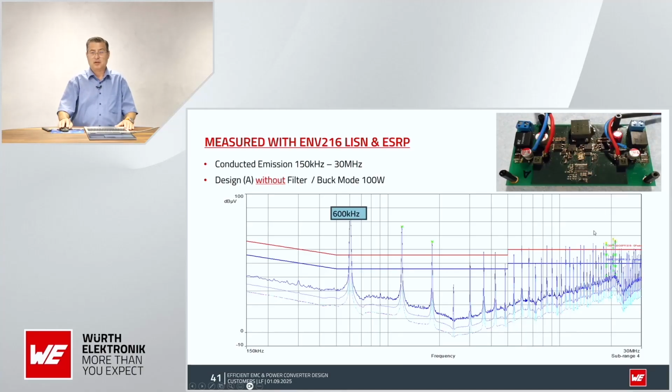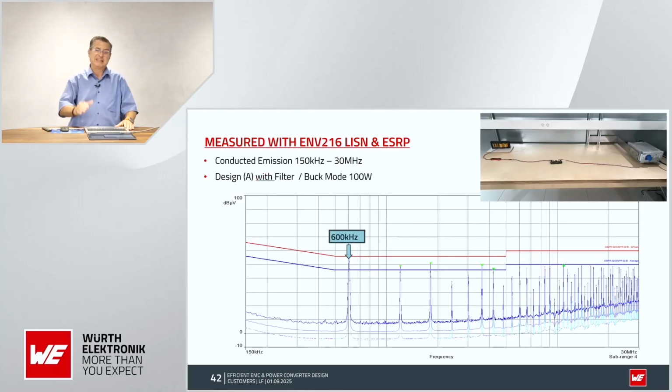According to CISPR 32, we have the quasi-peak and the averaging, and both are exceeded. We need a filter, so we switch on the filter, and quasi-peak maybe is good, but averaging is not good enough. I need to redesign the filter or rethink my design. But it looks quite good here. It means if I have it below average, maybe I will pass the radiated emission.